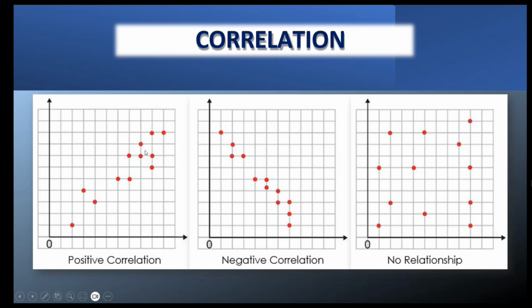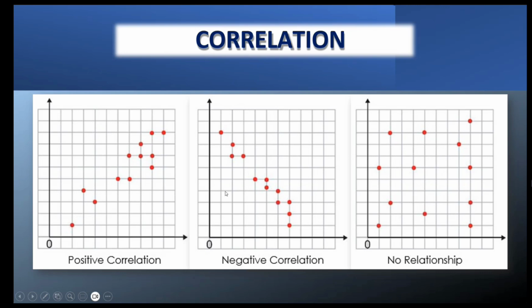For the positive correlation, you can see that the points are increasing from left going to right. So we do have positive correlation. This means that as x increases, we can also say that y also increases, or as x tends to increase, y tends to increase also. And in the same way, when x decreases, y also decreases.